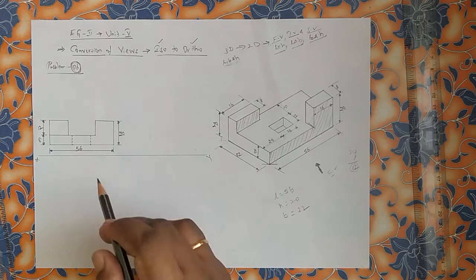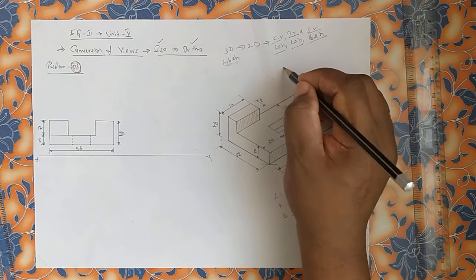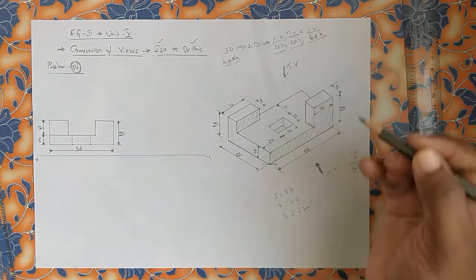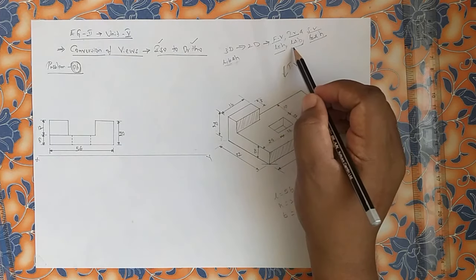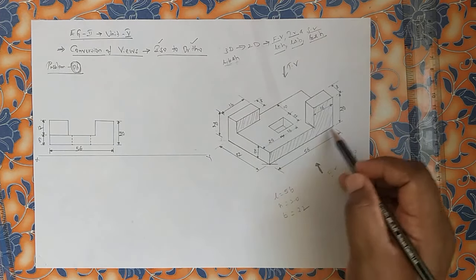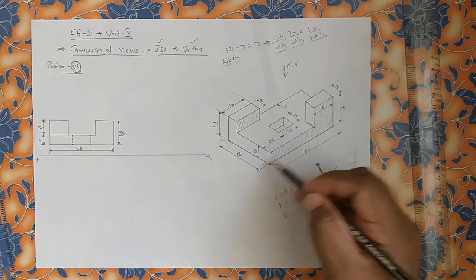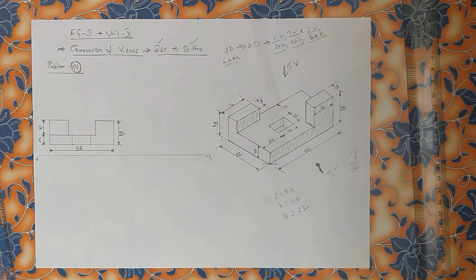Now after drawing the front view, next comes your top view. Top view is nothing but looking from here. What dimension parameters will be covered? Length and breadth. Total length is 56, breadth is 32. Now here you can go with the help of the box method. It will be easy for us.